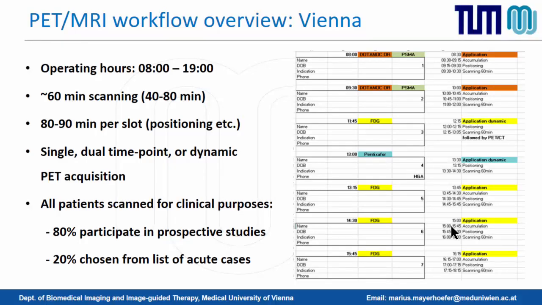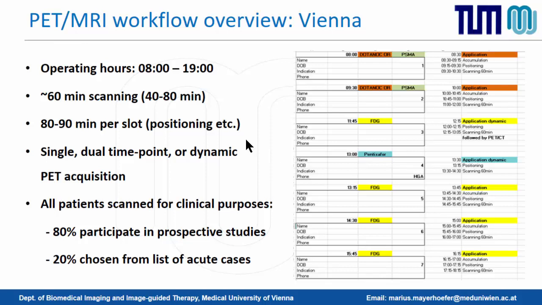So what does the workflow in Vienna look like? Our operating hours are from 8 to 7. We agreed when we got the system that we would try to limit the scanning time to about 1 hour. We can actually go lower in some patients depending on the indication. In lymphoma, for instance, we can go lower.